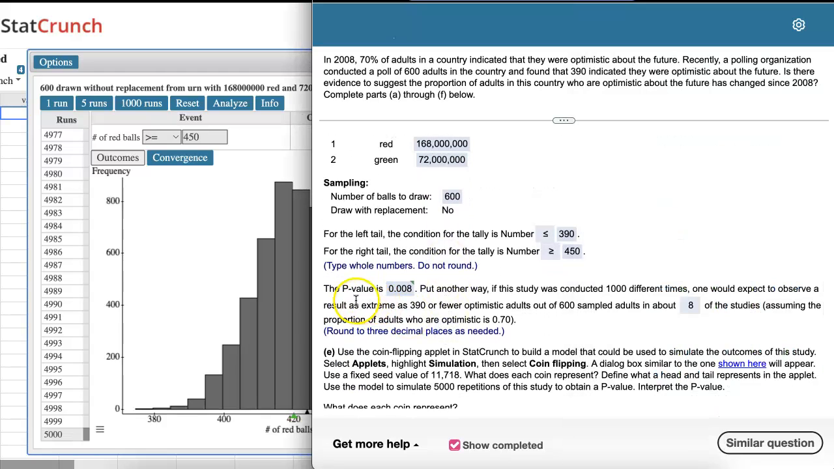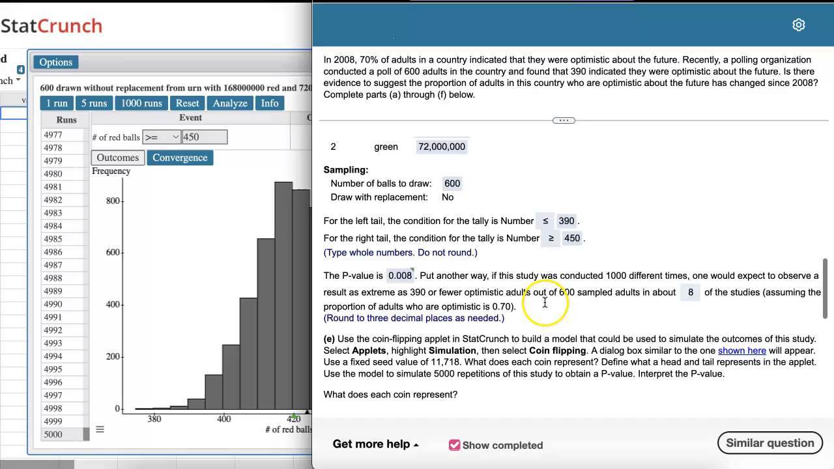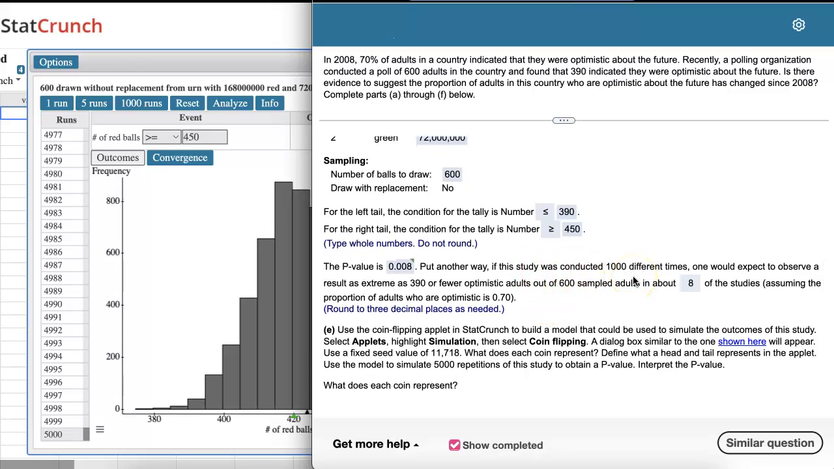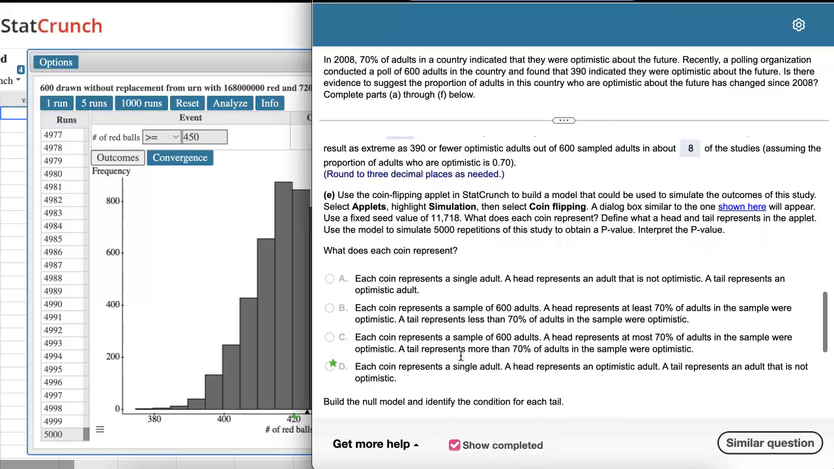Okay, so notice that's what happens here. The p-value is 0.008. So put in another way, if the study was conducted 1,000 different times, one would expect to observe a result as extreme as 390 or fewer optimistic adults out of 600 in about 8 of the studies. Actually, I would say as extreme or as different really is probably the way that should be stated. That might be part of what that question was about, because it was left and right tailed.